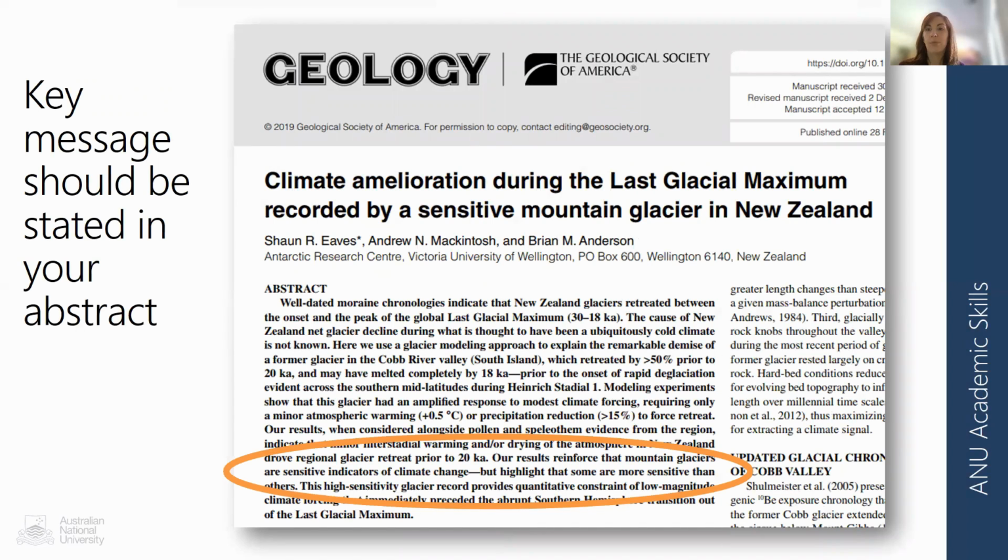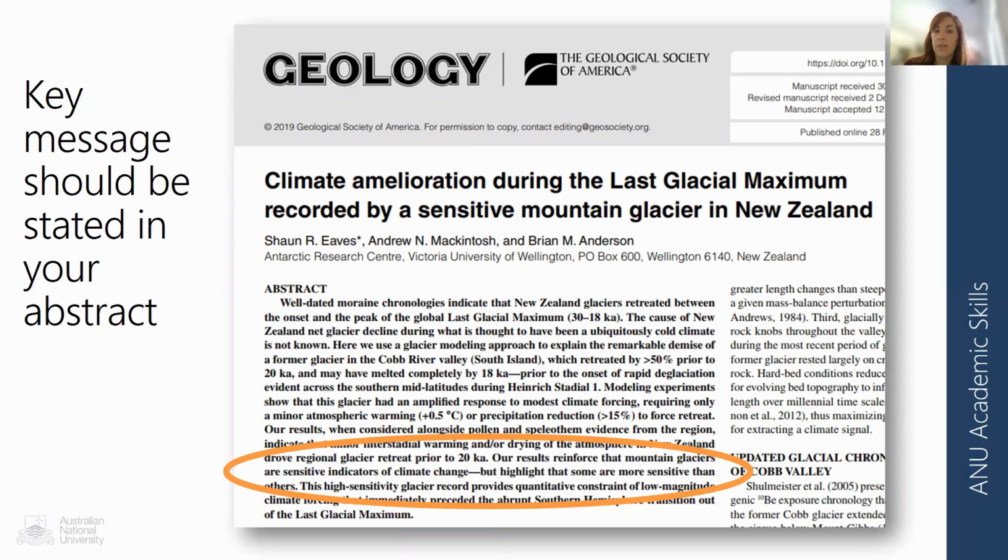Okay, another example of a key message, and where it appears towards the end of an abstract. An abstract would be context, problem, your methods, results, significance, a little compression of the entire article itself. So they do talk about their results above where I've circled. And then: "Our results reinforce that mountain glaciers are sensitive indicators to climate change, but highlight that some are more sensitive than others." So there's, I think, a key message there. They have their results, and then, as they say above, what do those results mean?